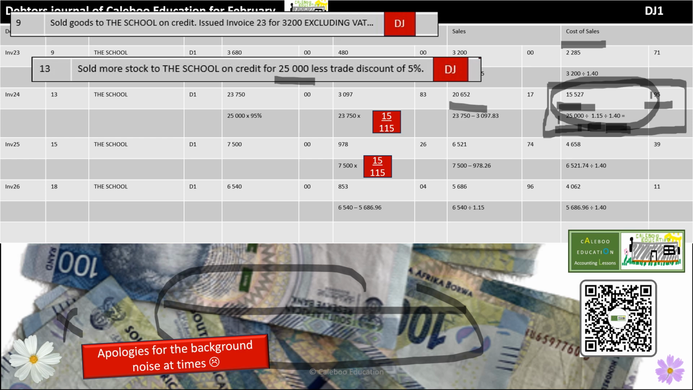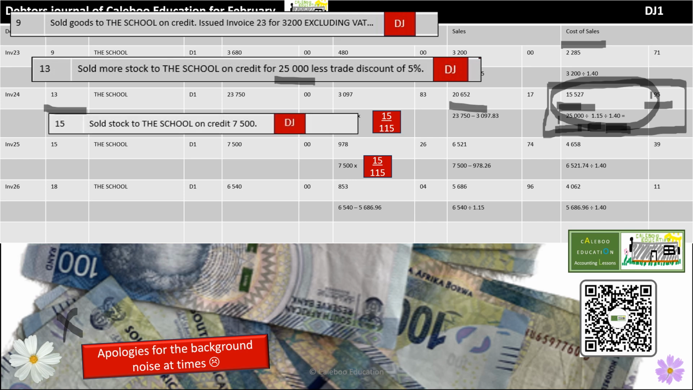That is important, that calculation. I did one like that in the cash book receipts as well. So go through that again if you need to. You stop the video and you go back to where I'm talking about this transaction and look at it very carefully. Next transaction.